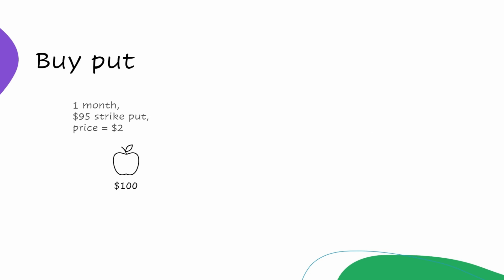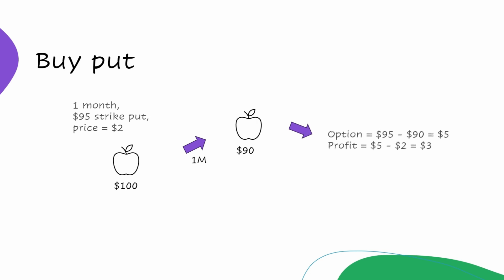Alternatively, the trader can choose to sit with the put until maturity. After 1 month, if Apple goes down to $90 at maturity day, the put option payoff will be the $95 strike minus the $90 market price, which is $5. The profit for the trader will then be $5 of payoff minus $2 of initial premium, which equals $3.